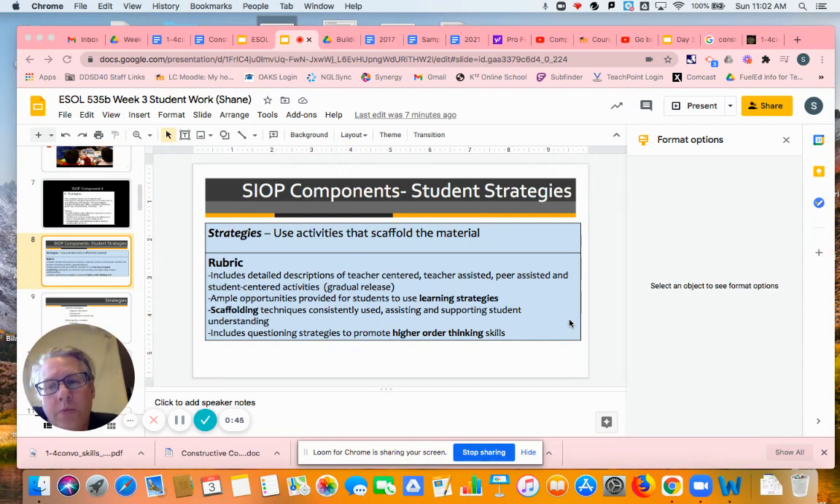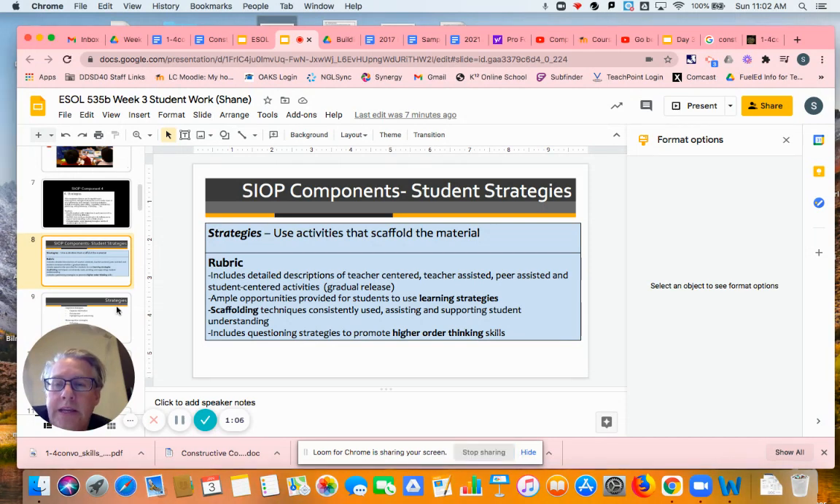So in the rubric, that includes the idea of the learning strategies that are multiple rounds of opportunities to use those, the scaffolding techniques, which we're going to get into, talking about academic conversations for student-to-student interactions to promote their thinking, and then also questioning strategies to promote higher order thinking skills.